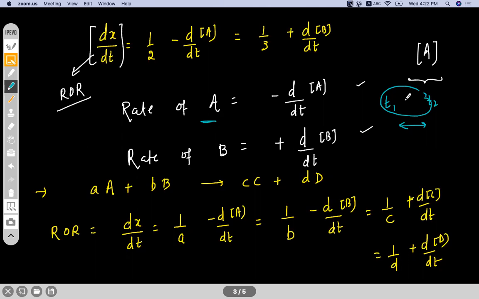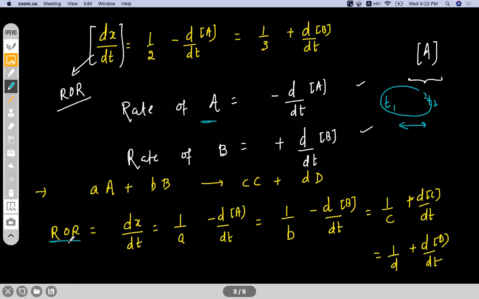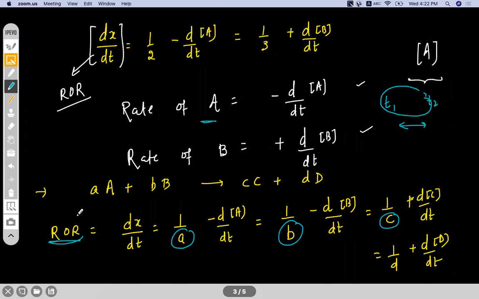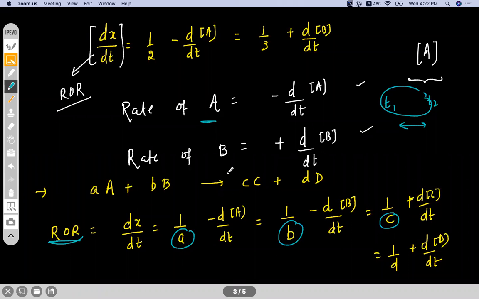But if you need to find out the rate of the reaction, we need this A, B, and C. It should be given in the question. If the reaction is not given, you cannot find out the rate of the reaction.